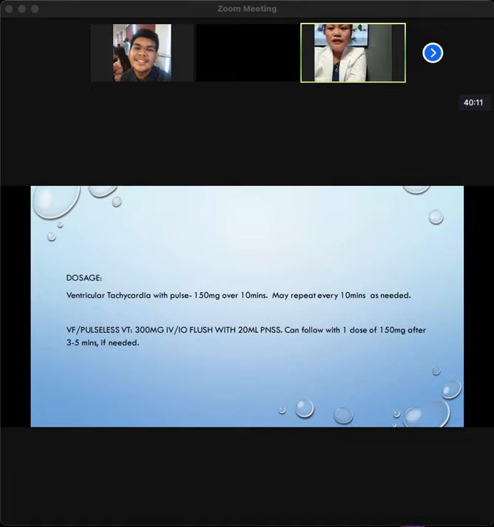So the dosage for ventricular tachycardia with pulse is 150 milligrams IV over 10 minutes. It can be repeated every 10 minutes as needed kung hindi pa nare-revive yung pasyente. And then if the patient has VFib or pulseless VTAC, you can give initially 300 milligrams IV or IO, flush with 20 ml plain NSS.